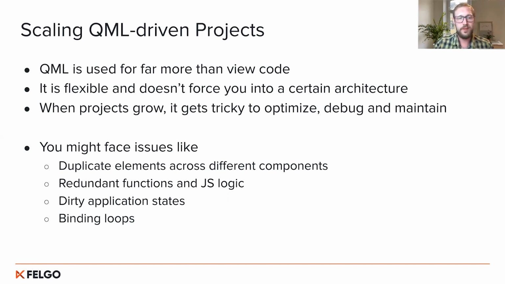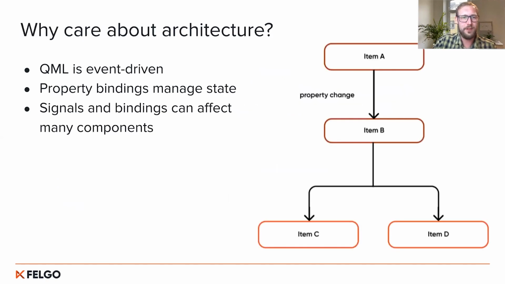You can even end up with dirty application states where one component is not in sync with another. And also binding loops, which are a big indicator of something going wrong on the architecture, because if you're updating properties with the property bindings and expressions, and you run into a loop, there's probably some circular dependency that requires optimization. Let's look into it in a little bit more detail.